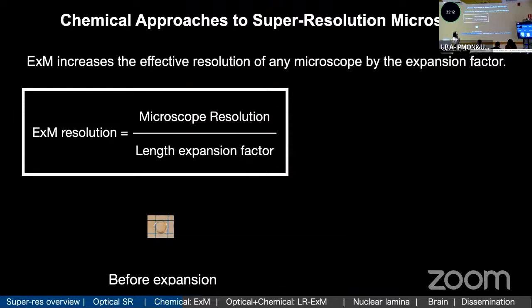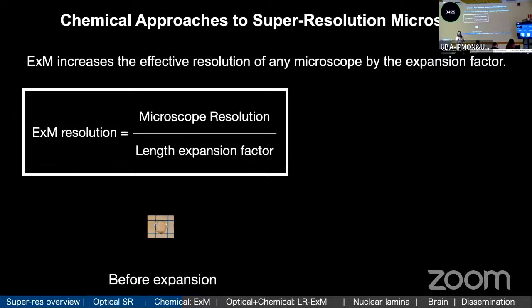And how does expansion achieve super resolution? Of course, it doesn't break the diffraction limit, just as the optical approaches didn't break the diffraction limit. They just have a way to get around the diffraction limit. Here, the expansion microscopy resolution is equal to the original resolution of your microscope divided by how many times you expand your gel in length. For example, if you expand your gel in length 10 times, then the resolution of a confocal would be reduced to 25 nanometers after the 10 times expansion of your sample.